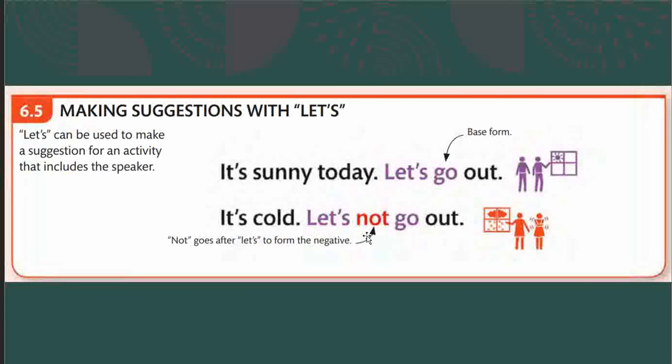Negative is inserted between let's and the base form of the verb. Not goes after let's to form the negative. So you can remember that if you're saying let's go out and you want to construct a negative, insert not between let's and the base form of the verb.